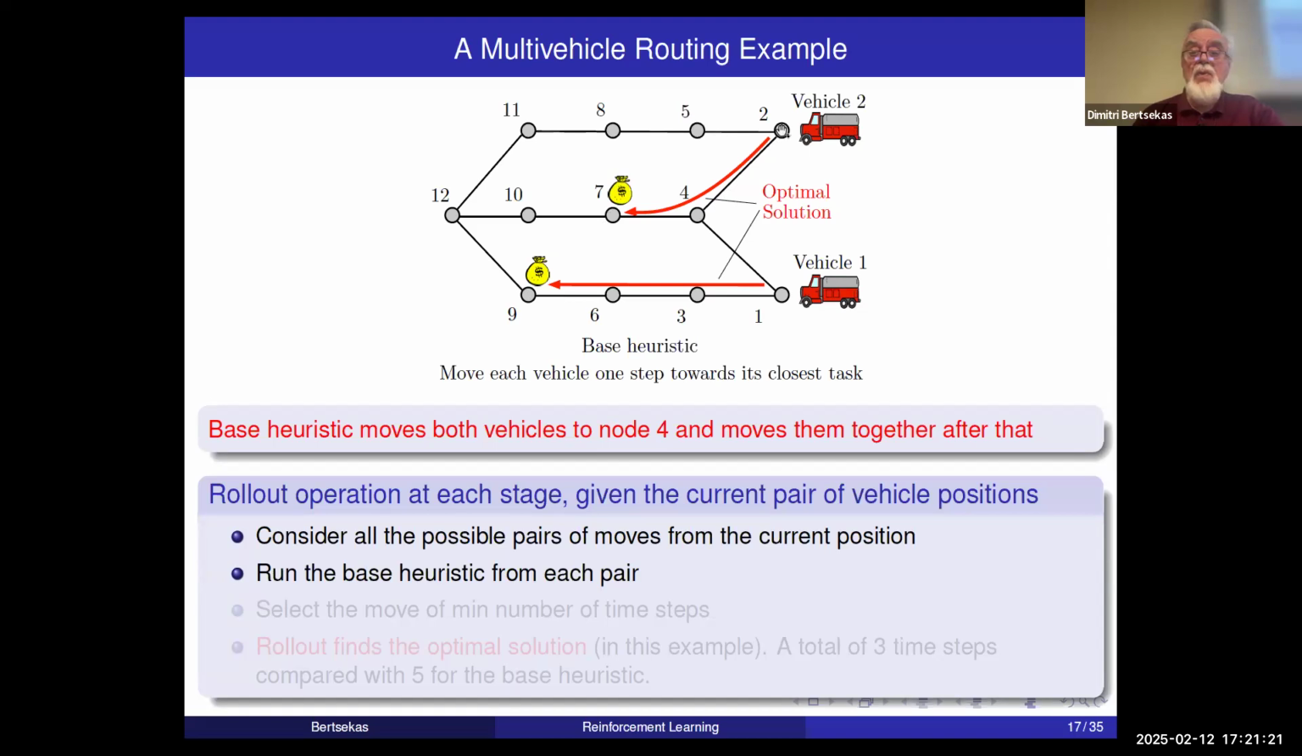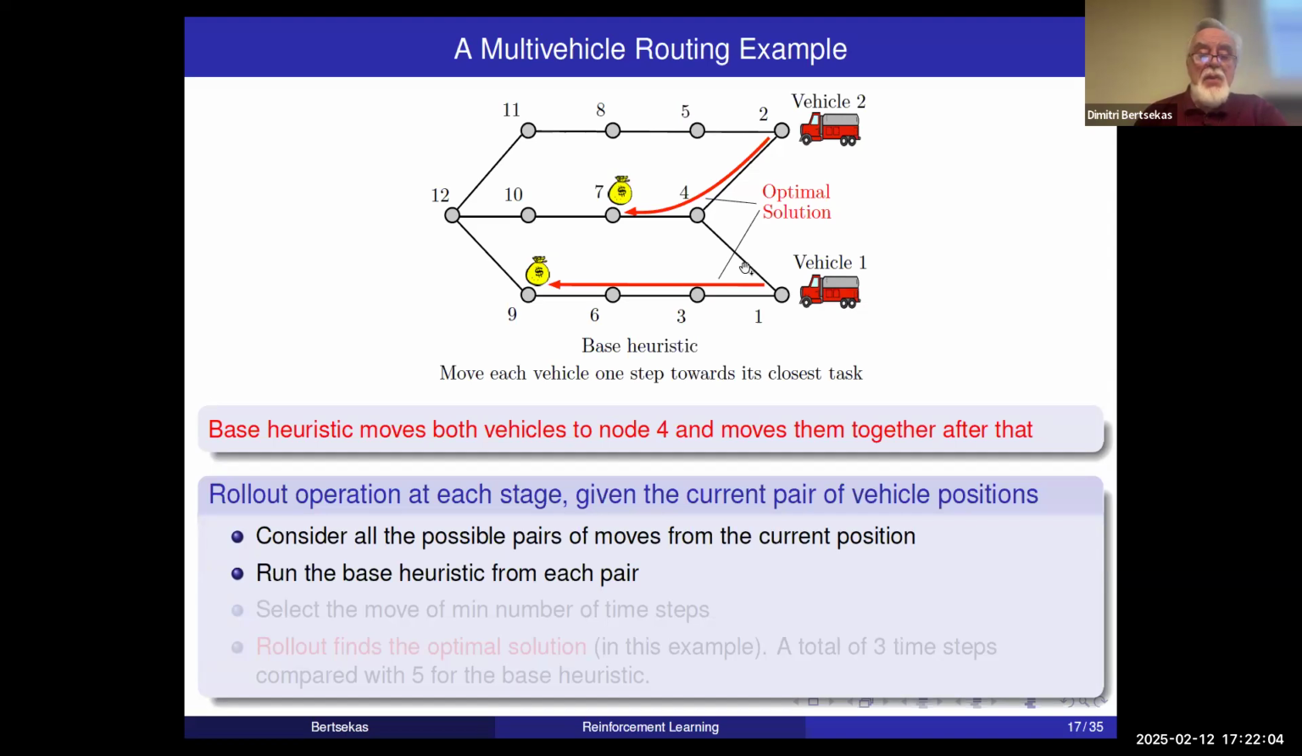Let's look at another move, the move that takes this vehicle over here and this vehicle over here. Then the base heuristic tells them to go this way and this way. And the Q factor is 3 moves. So this combined motion is preferable to this combined motion according to the Q factor criterion. And at the first step of the rollout algorithm, vehicle 2 moves here, vehicle 1 moves here. At the next step, this one moves here, this one moves here. And at the next step, this one moves here, and this one moves here, but it doesn't matter. And it takes 3 time steps to do the job.